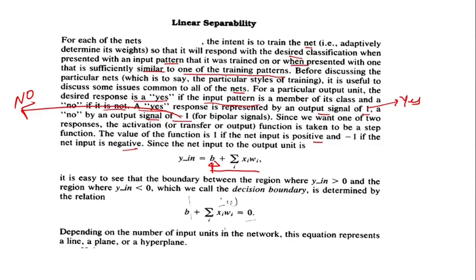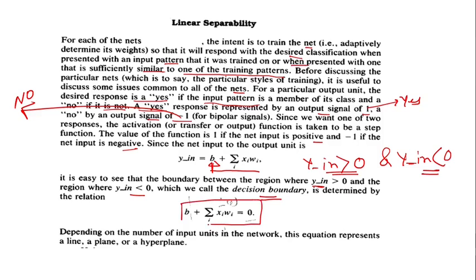It is easy to see that the boundary between the region where y_in is greater than 0, and the region where y_in is less than 0, we call the decision boundary. If y_in is greater than 0, it is a positive thing; if y_in is less than 0, it is a negative thing. Okay, so this is called the decision boundary and is determined by the relation of this. Depending on the number of input units in the network, the equation represents a line, a plane, or a hyperplane.